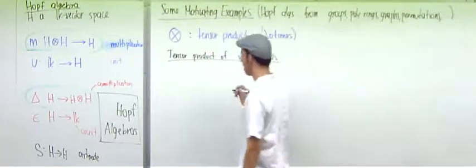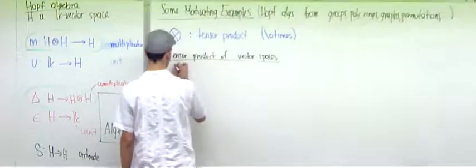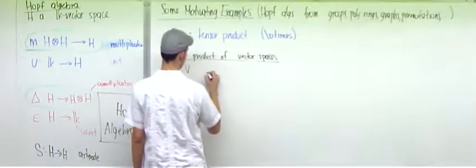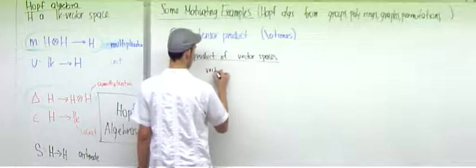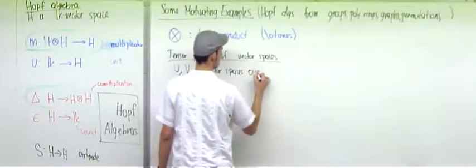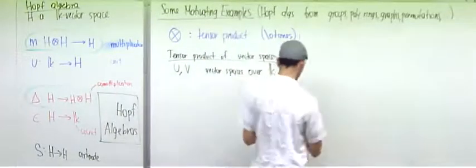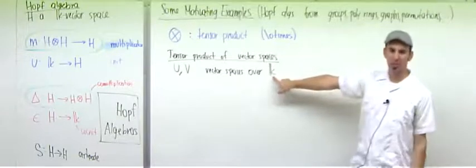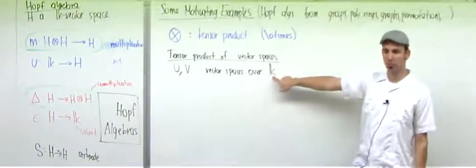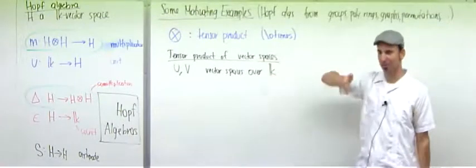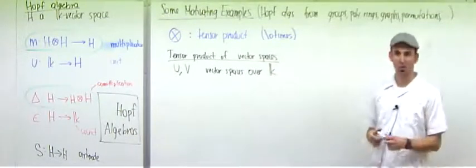So let's say that you have two vector spaces, U and V, vector spaces over some field K. If you're not used to this funny K, this is what I usually use to denote a field. Whenever you see this K with a little thing behind it, that's going to be a field.